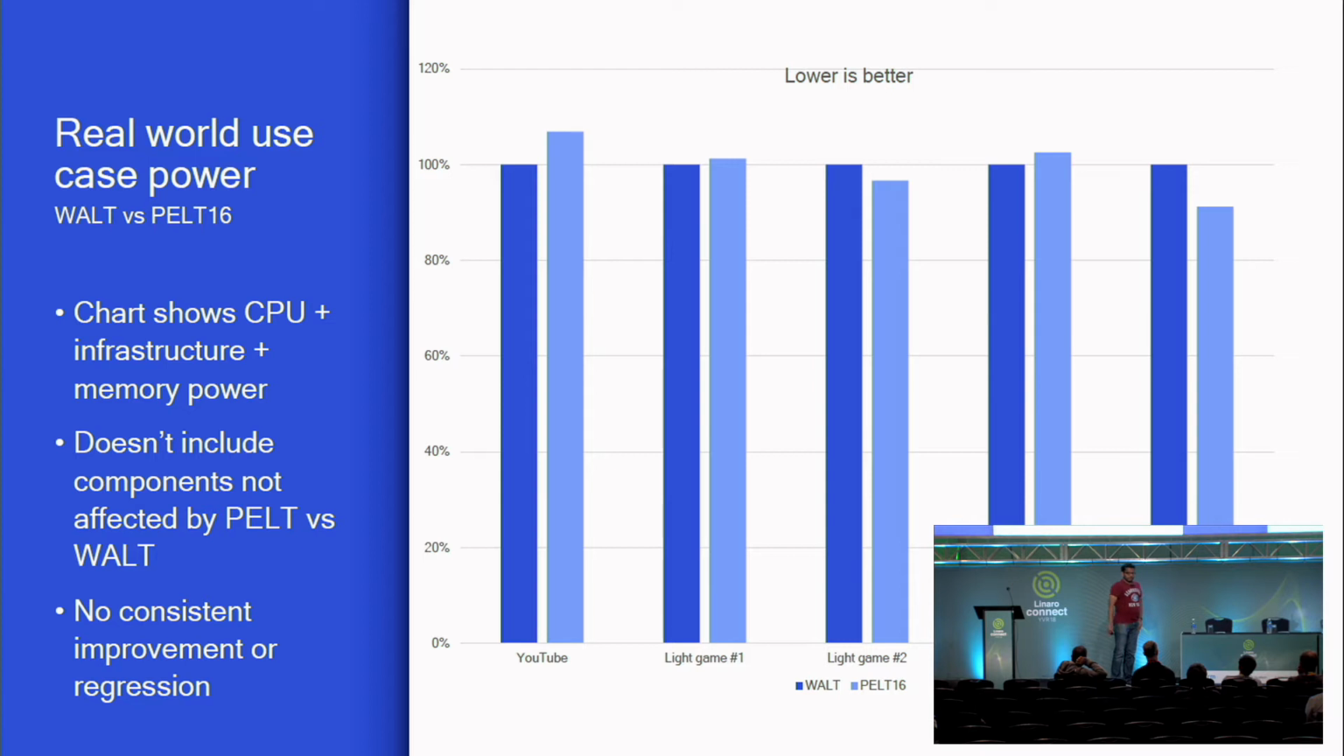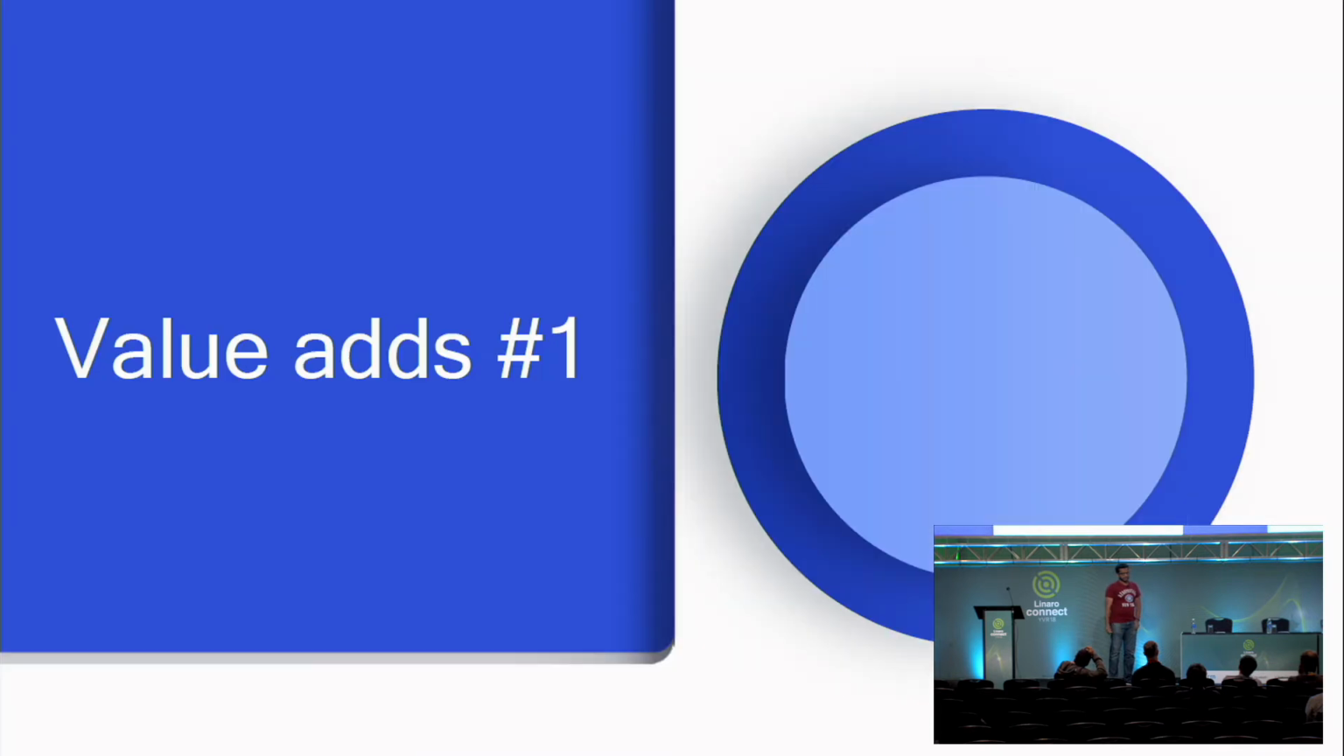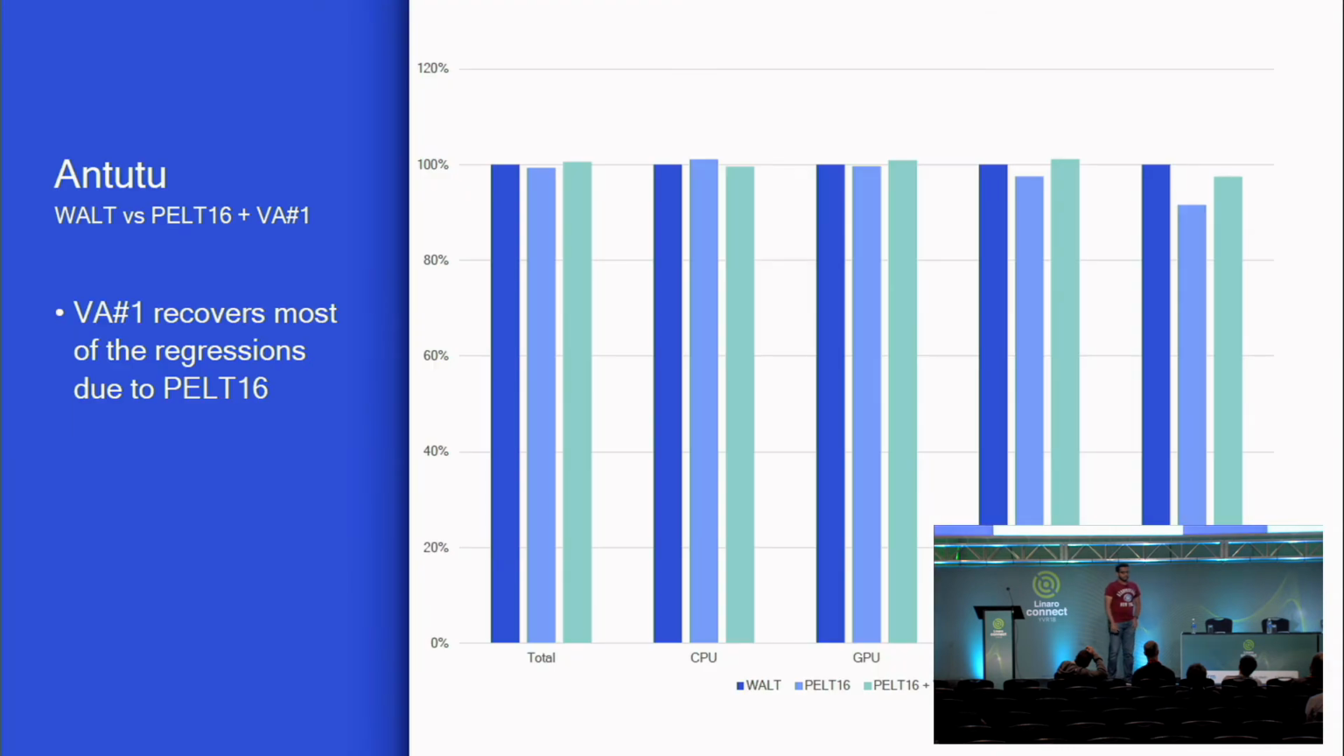The use cases compared are YouTube, three different games, and a browser use case. YouTube is clearly about 9%, I think, or 7% worse than WALT. So we ported over value add 1 to see where it brings us. I'm going to skip talking about Geekbench from here on out because there's nothing to talk about there. Comparing WALT versus PELT 16 and value add 1, we see that it recovers most of the regression in ANTU2. There still seems to be some regression compared to WALT on the memory subtest, but the rest of the subtests have caught up with WALT.